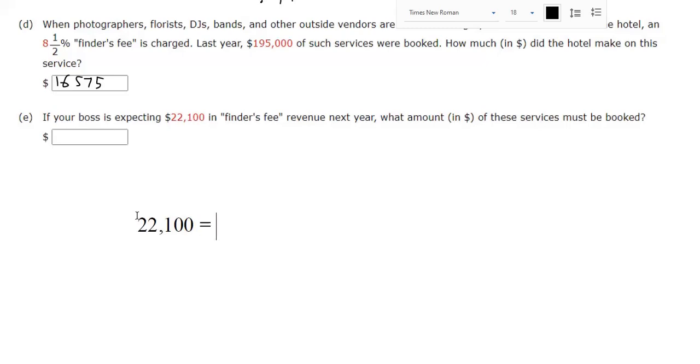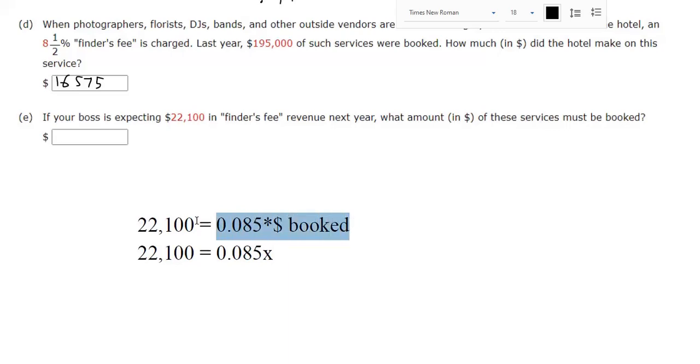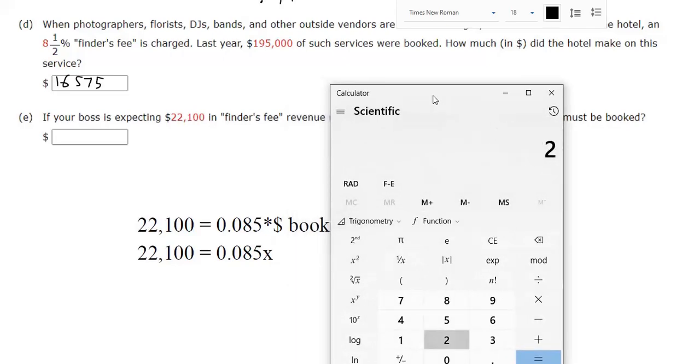$22,100 in finder's fees. That should be equal to, we're still getting 8.5% of the total dollars booked. So that's a quick equation for what we're trying to find here. X is the dollars booked. Okay. And again, what this is saying is that if we get 8.5% of that money that we book for clients, and we get an 8.5% finder's fee, we want that to be equal to 22,000 according to our boss's new criteria. So to solve, you just have to divide that 0.085 from both sides. So 260,000 is how much they're going to need to book in order to meet their boss's criteria.